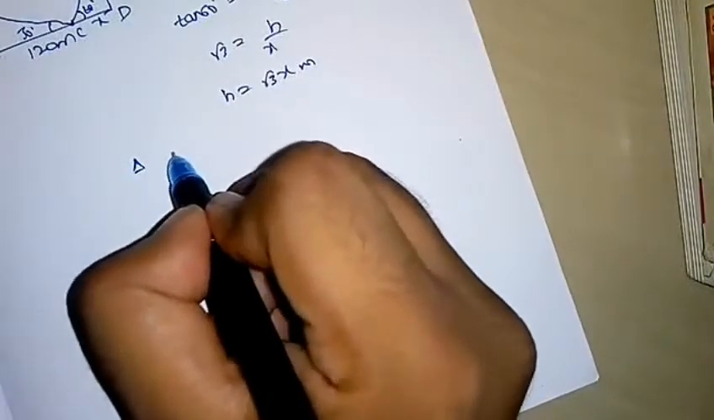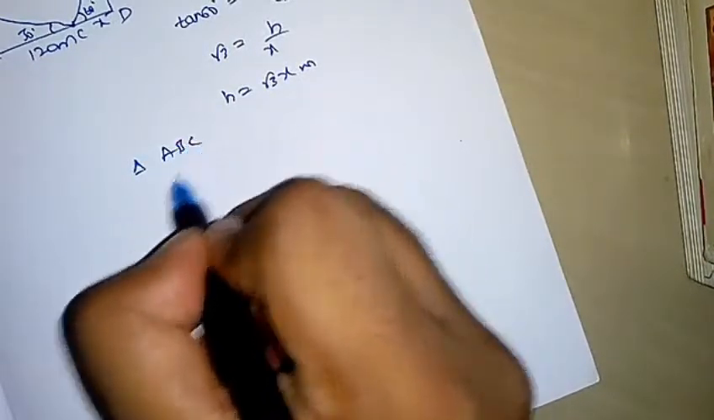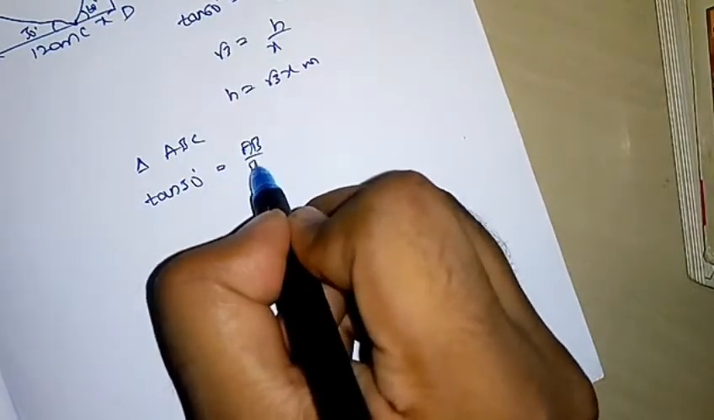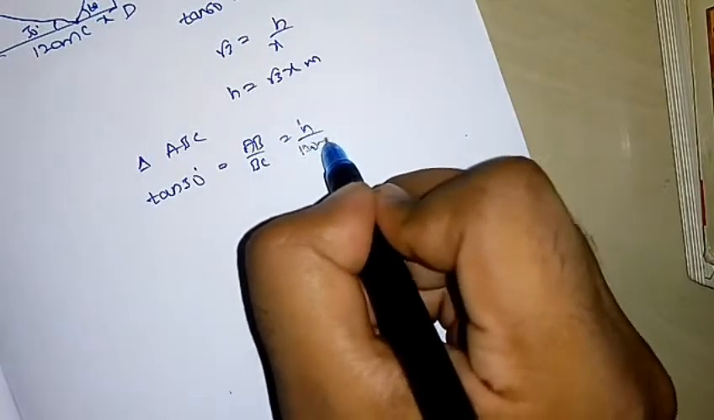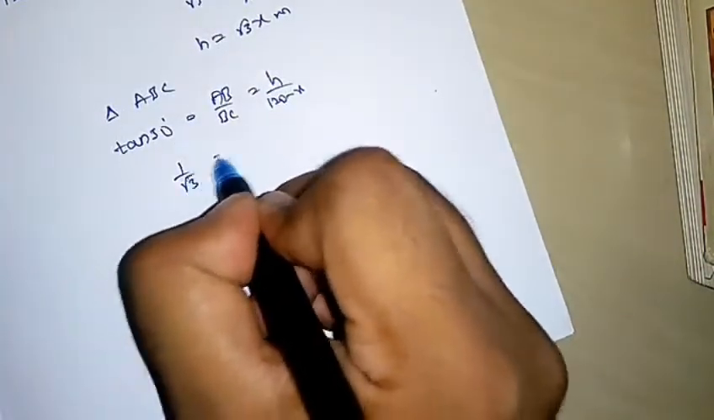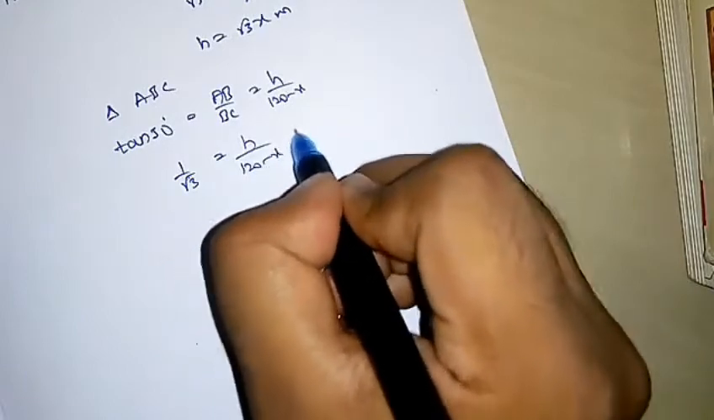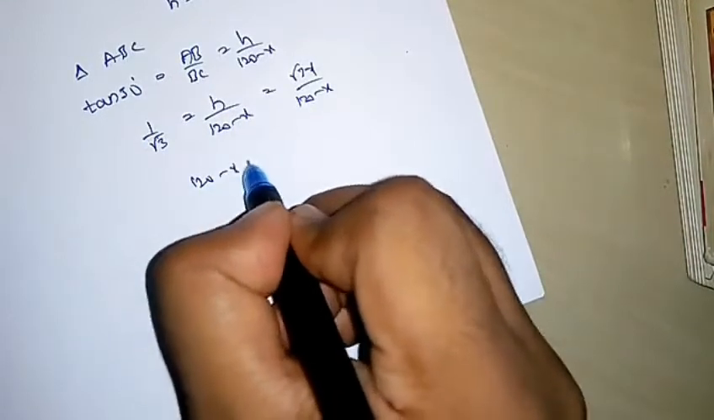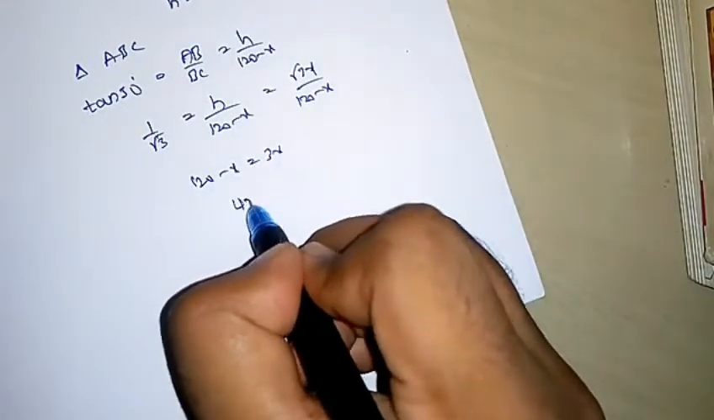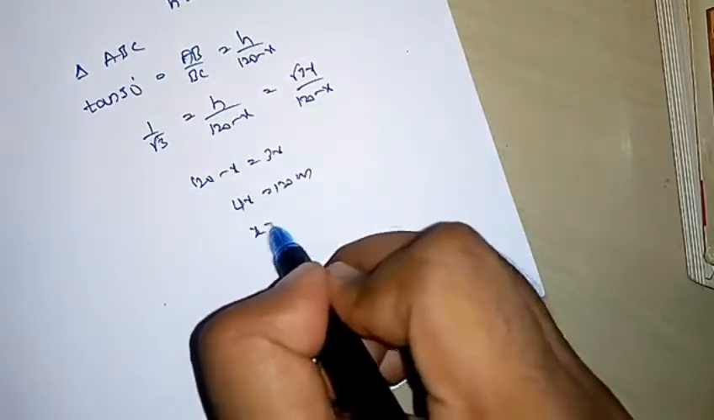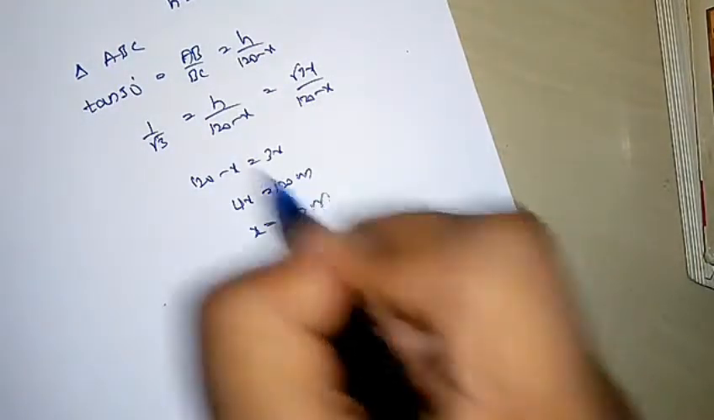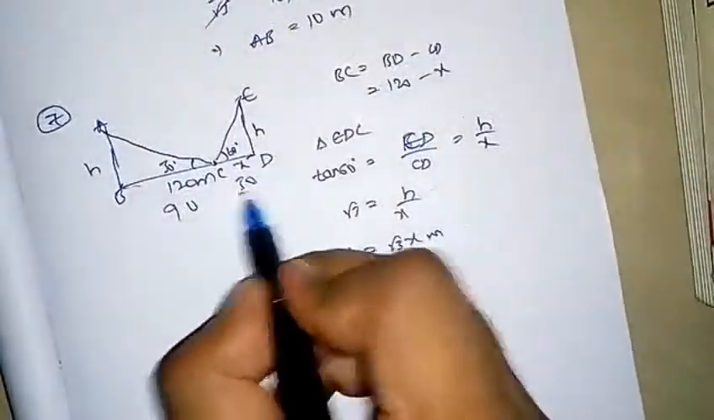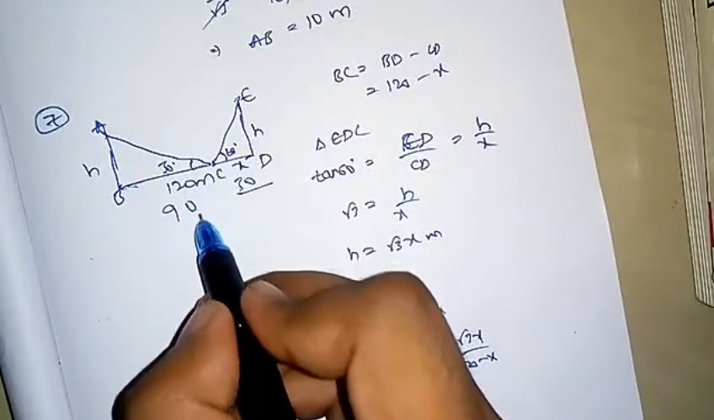Now in triangle ABC, tan 30 degrees is equal to AB by BC, which is equal to h by 120 minus x. 1 by root 3 is equal to h by 120 minus x. So h is root 3 x, and this is 120 minus x. So 120 minus x is equal to 3x. Therefore 4x is equal to 120. x is equal to 30 meters. So this is 30 and this will be 90. We got this as 30. This length will be 90 meters.